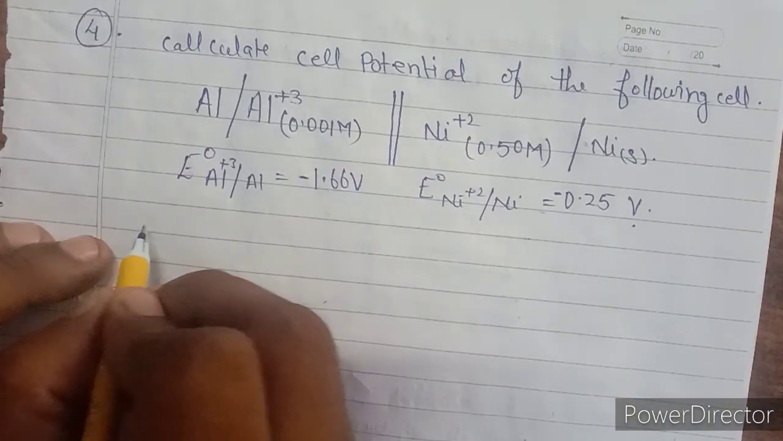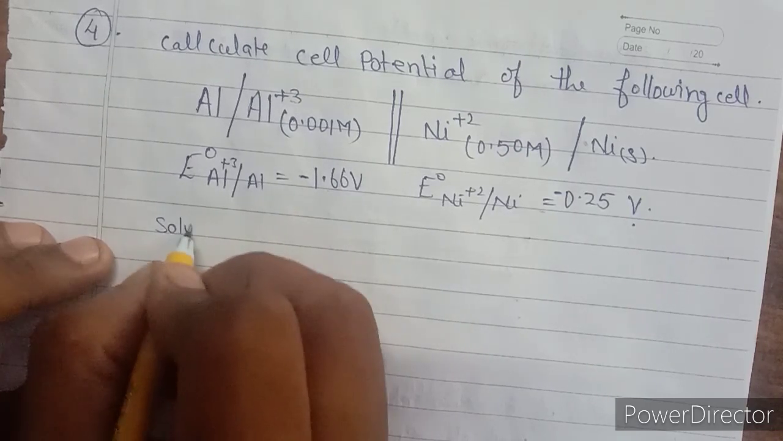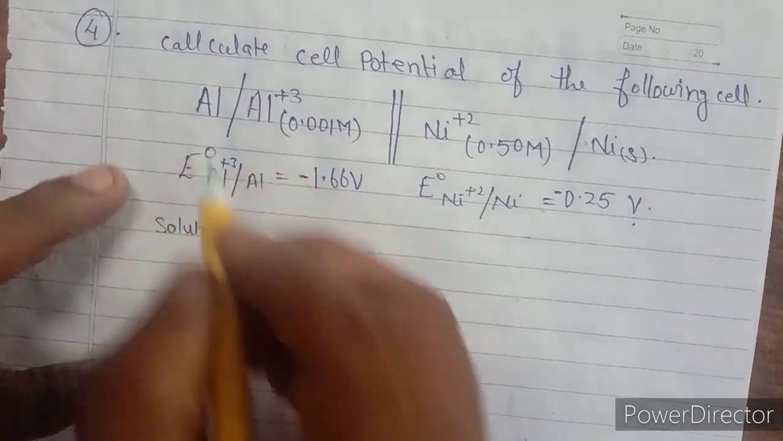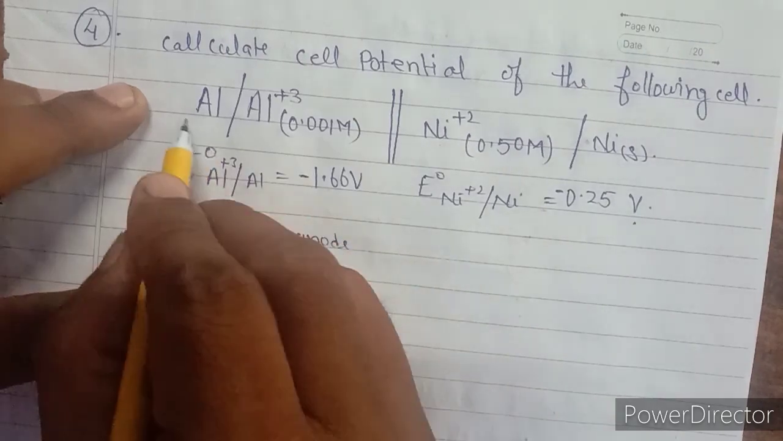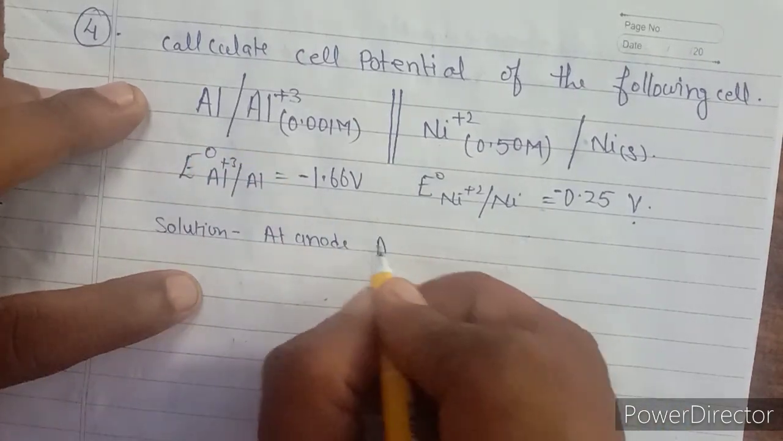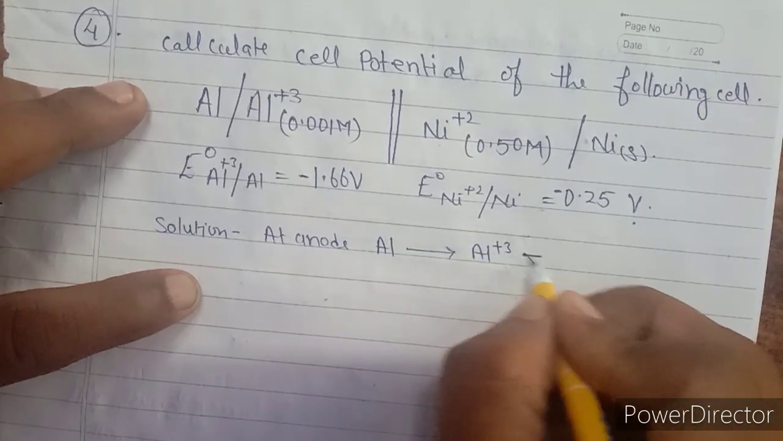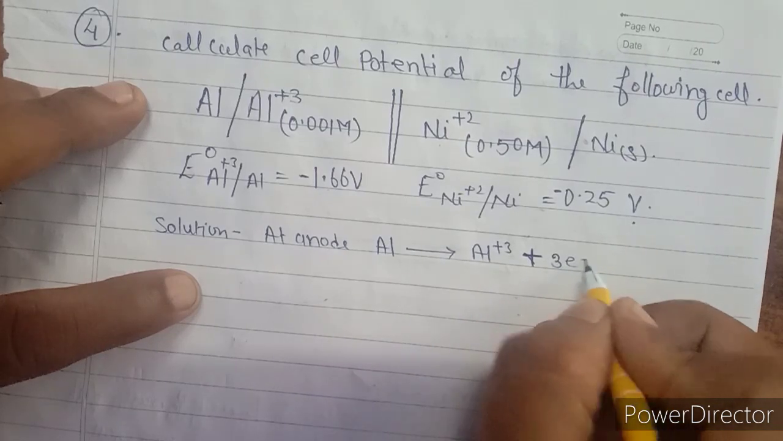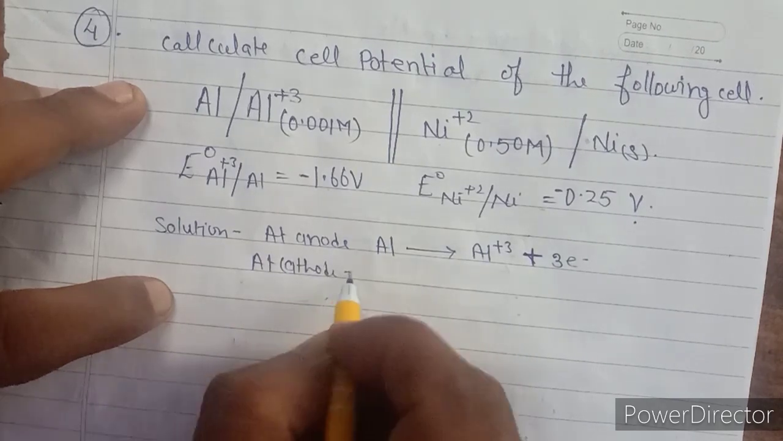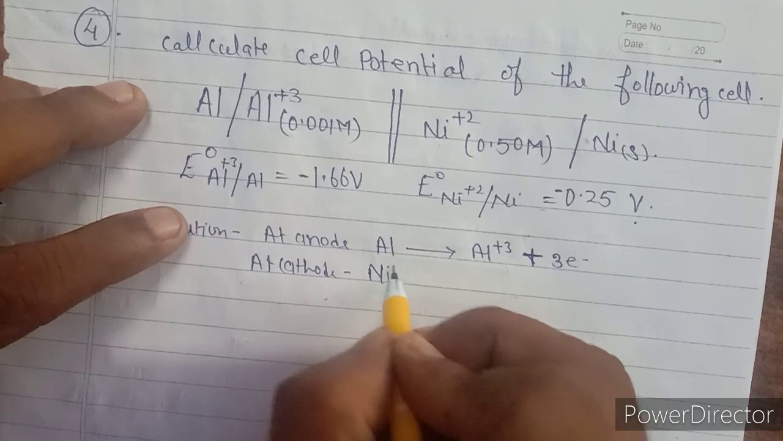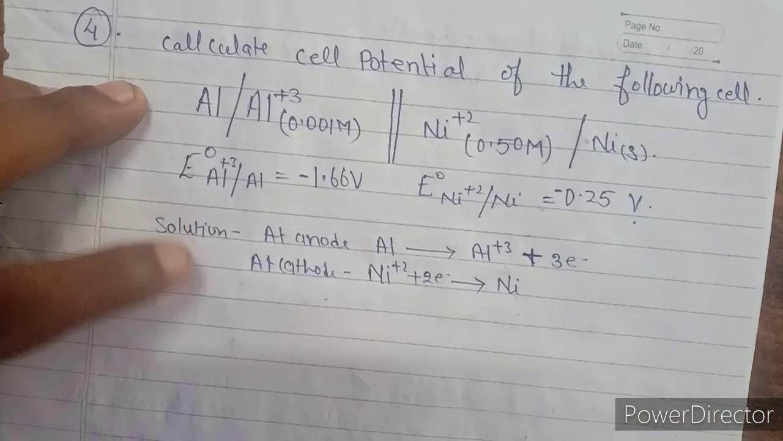Now write the cell equation for these two. Cell equation at anode. This is the anode where the oxidation takes place. So aluminium converts into aluminium plus 3 by the loss of 3 electrons. At cathode, nickel plus 2 ion takes 2 electrons and converts into nickel like this.